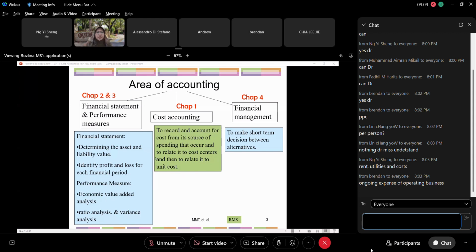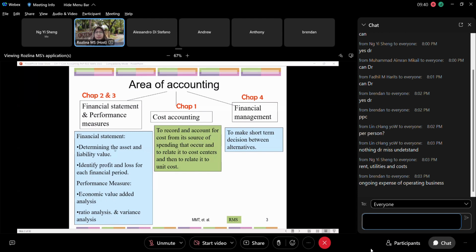But we still cannot finish, because the second part is about the service department. We just go to the production department. Then we have chapters 2 and 3, about financial statements and performance measures. This one you will use more in your project. Chapter 1 and chapter 4 are more for your test and exam, but for the project you must focus on this one too.